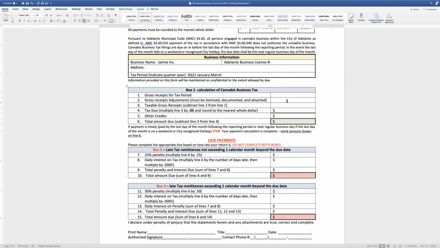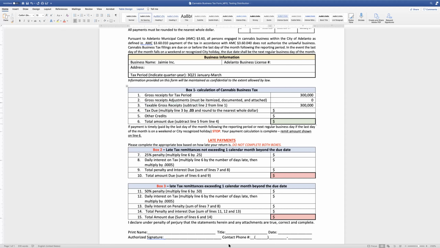Line 2 is any gross receipt adjustments. We'll plug in a $300,000 number here. Number 2 is gross receipt adjustments. This is very rare. And in the event that you do have adjustments, they must be itemized, documented, and backup must be attached to this form. My sample return has 0 adjustments. Therefore, my total gross receipts for this period, which is January through March, is $300,000.